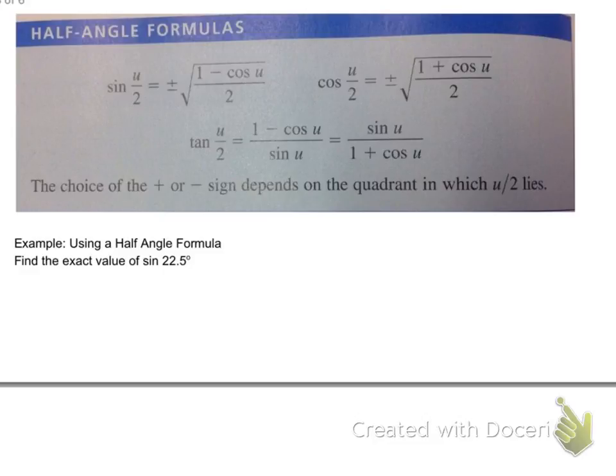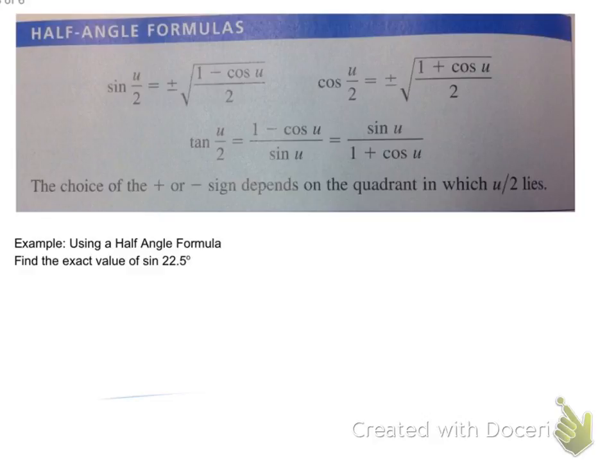So, our problem is find the exact value of sine of 22.5. What can you guys say about sine of 22.5? It's the same as 45 over 2. You now know u is 45. And sine has the option of the square root of 1 minus cosine 45 all over 2. And now you just use your algebra skills and start working it out.